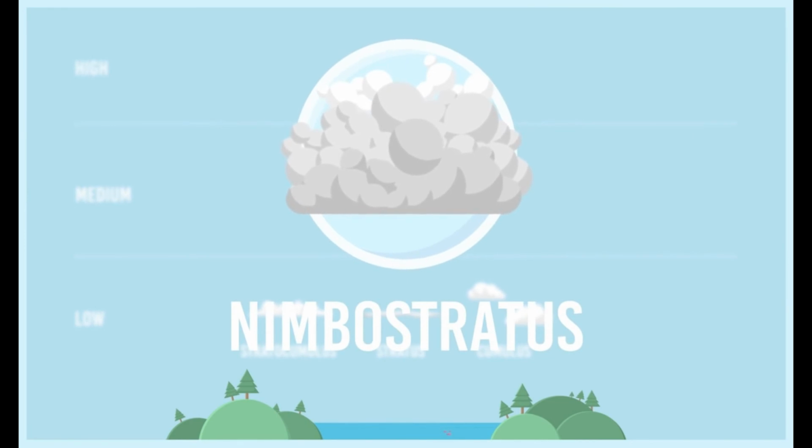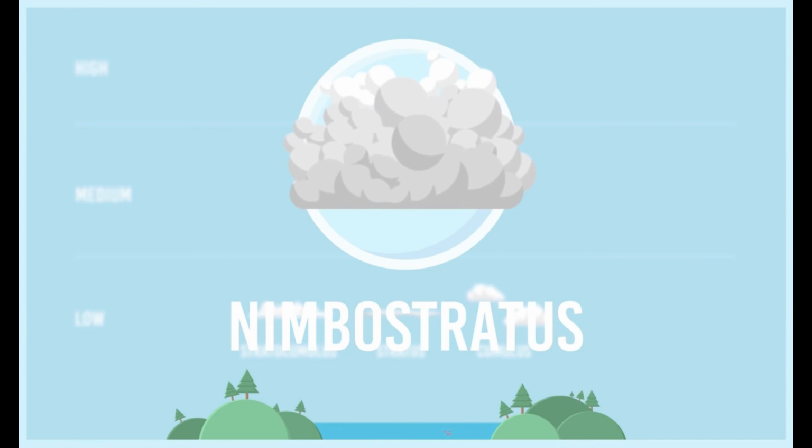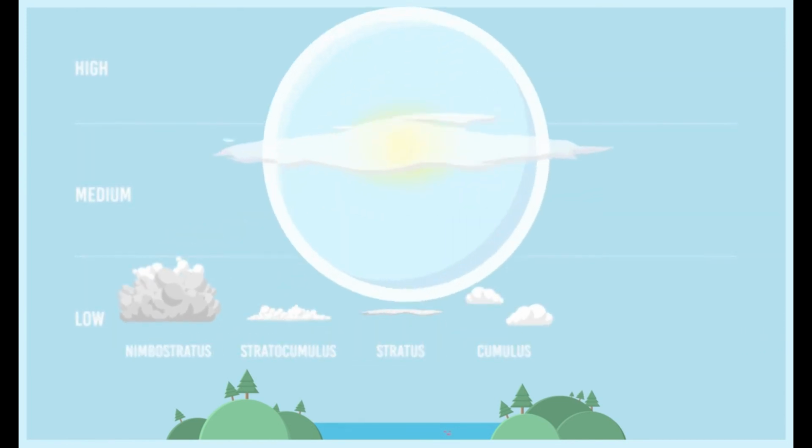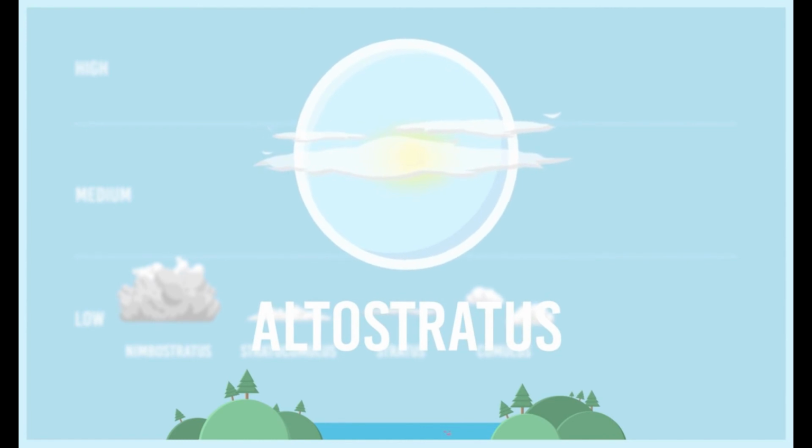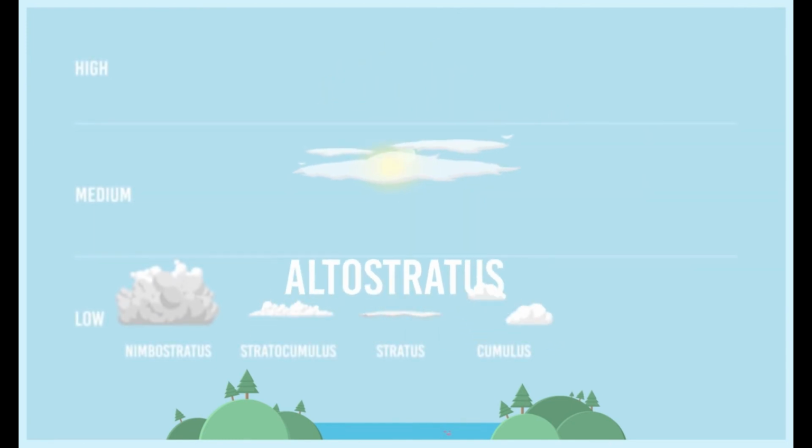Nimbostratus. These are low to middle stage clouds that are grey in colour and thick enough to block out the sun, often accompanied by continuous heavy rain or snow, and they cover the majority of the sky. Altostratus. Altostratus clouds are grey or blue-grey, mid-level clouds made up of ice and water. The sun can usually be seen dimly through these clouds.